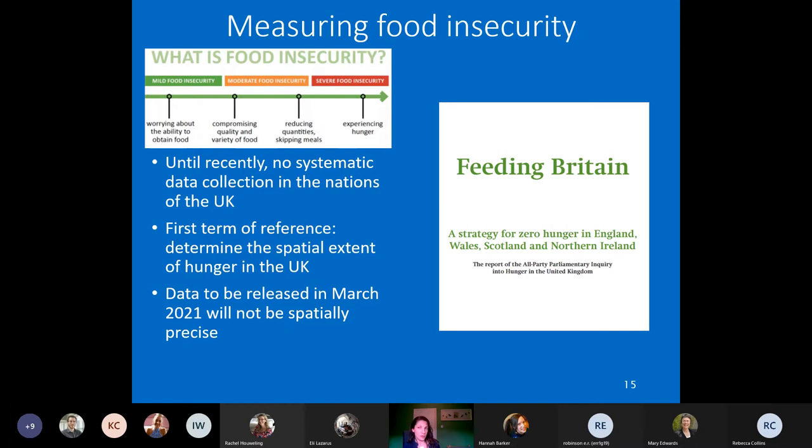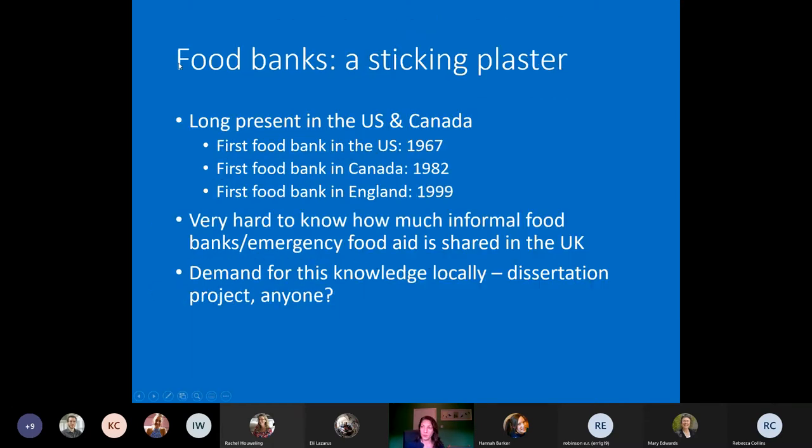Have you skipped a meal? Have you cut back on the size of your meals? Have you worried about food? Have you ever felt hungry? And so on. And the answers to these questions indicate the food insecurity. And hopefully the data will be released very soon, but similar questions have also been integrated into more regular surveys. So what do we do about it?